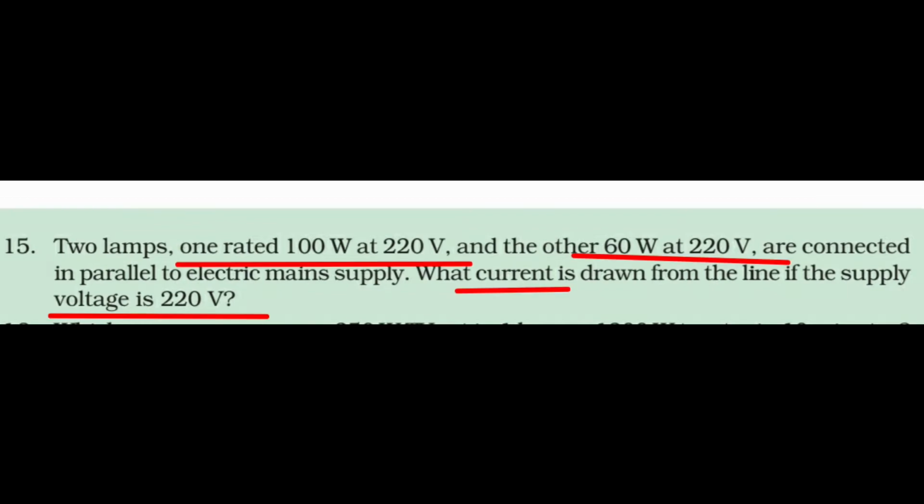Welcome to physics class. Question number 15. Two lamps, one rated 100 watt at 220 volt and the other 60 watt at 220 volt, are connected in parallel to the electric main supply. What current is drawn from the line if the supply voltage is 220 volts?